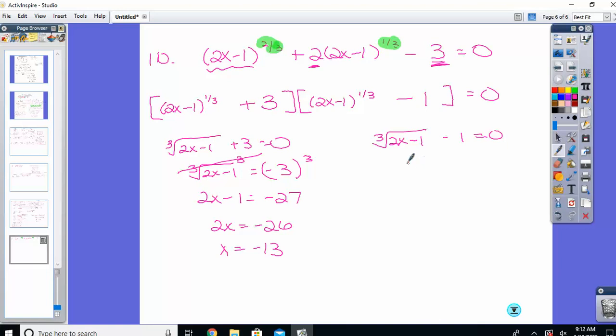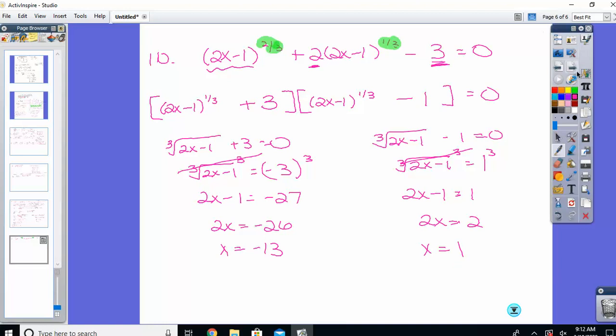Over here, add my 1. To get rid of a cube root, we cube each side. 1 to the 3rd is still 1. And you get x equals 1. What should you be doing at the end of all these? Take time to plug them back in and check. For our class today, I'm not going to show you how to do that. I think you can all do that on your calculator, but these do both.